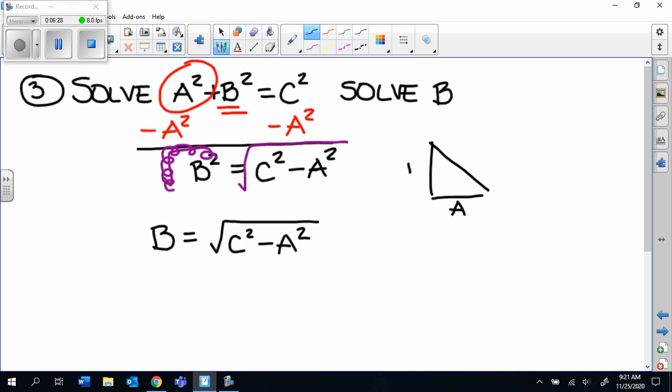But in different scenarios, don't be surprised if sometime in the future you end up with a plus or minus right there. It's not that big of a deal. All right.